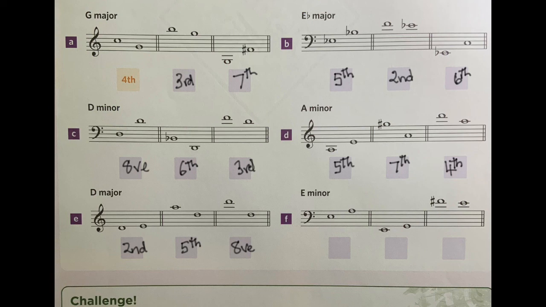This one is bass clef, and it's E minor. E, 1, 2, 3, 4. It's a 4th. 1, 2, 3 is a 3rd. And this is, we're going to start with the lowest note. E to F sharp is a 2nd.